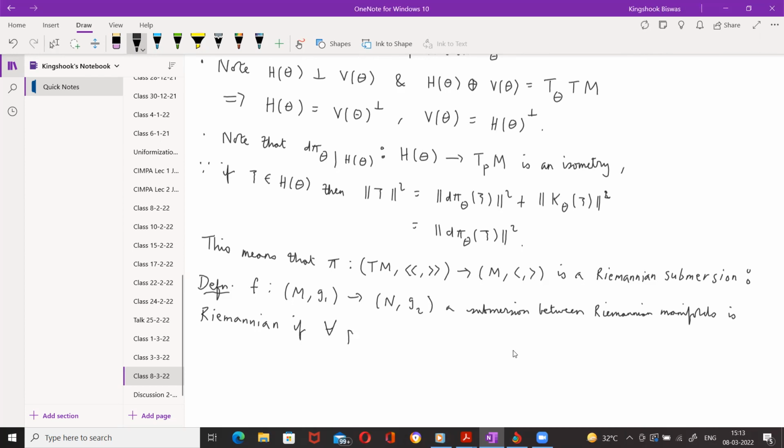Okay. So f is Riemannian if for all p in M, df at p restricted to the orthogonal complement of the kernel of df p, from the orthogonal complement of the kernel of df p to T f(p) N, is an isometry.